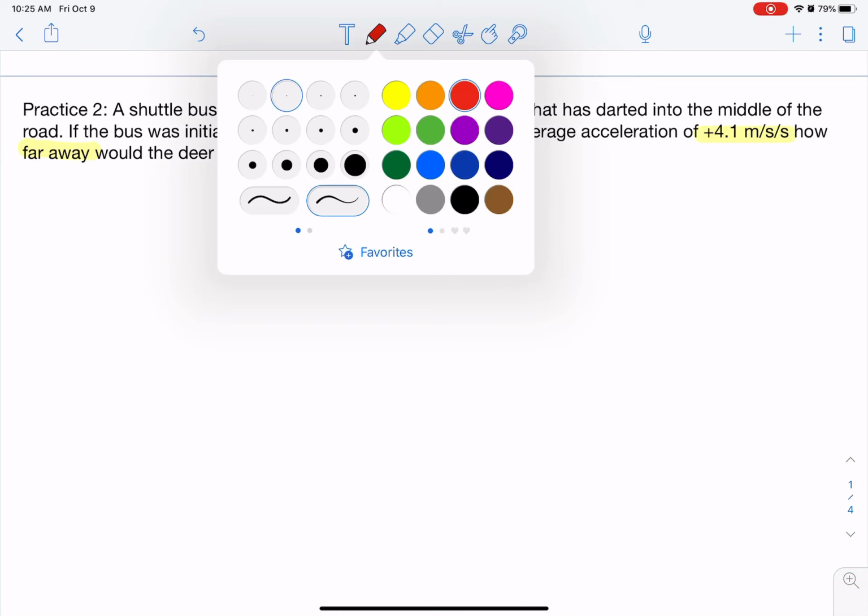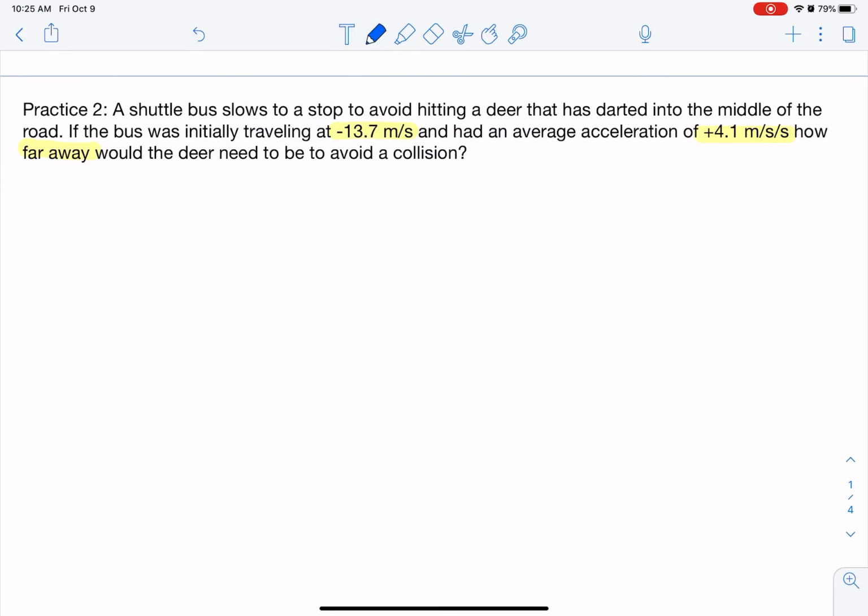Okay, so let's start by making our list. We have an initial velocity of negative 13.7 meters per second. We have an acceleration of 4.1 meters per second squared. And we want to know how far away it is. Okay, so that's like our displacement.